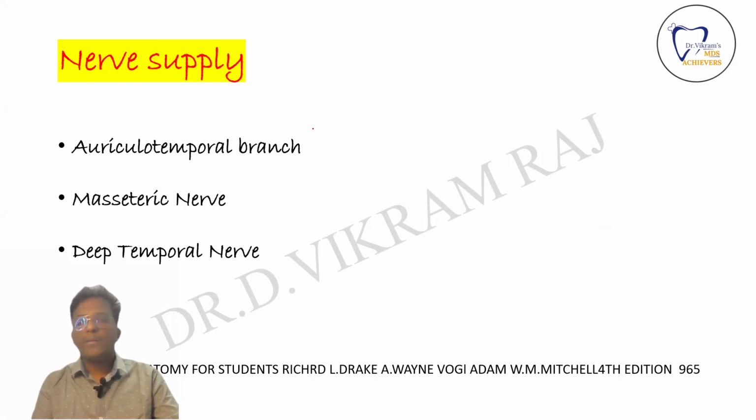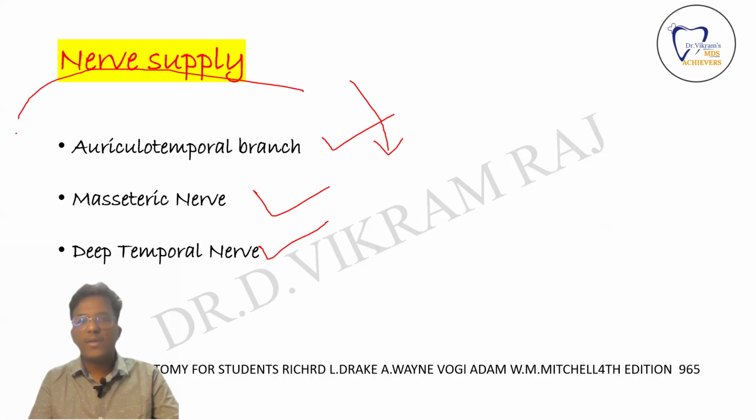Nerve supply, that is how it is going to receive the nerve supply. When we are planning to open the mandible or the mouth, definitely we have to have the nerve supply which will be controlling all the activities. The auriculotemporal nerve, masseteric nerve, and deep temporal nerves are the three nerves that are concerned with the nerve supply of the temporomandibular joint.